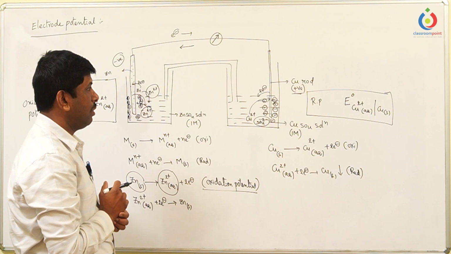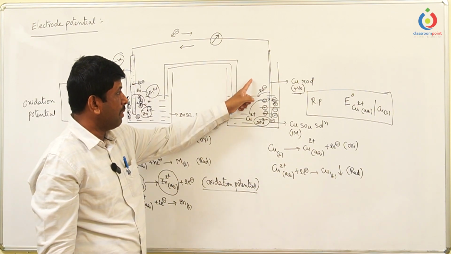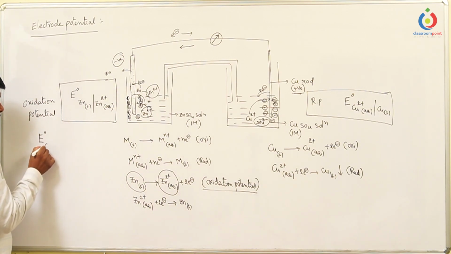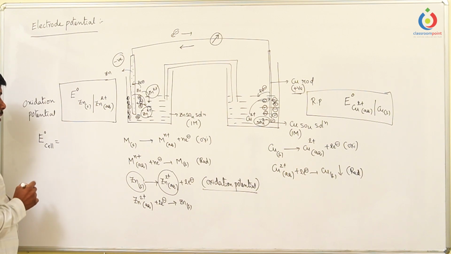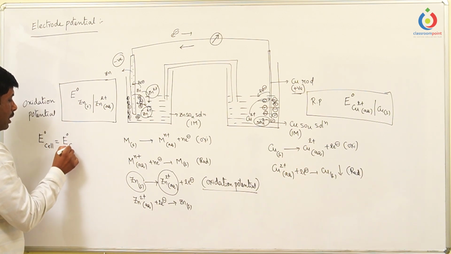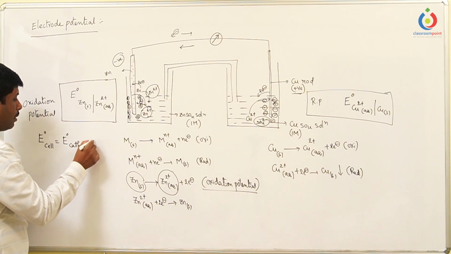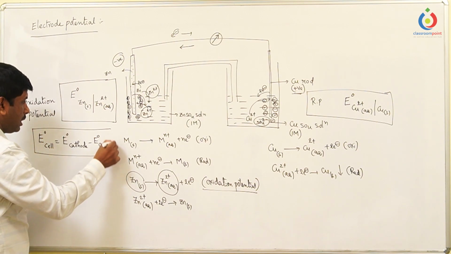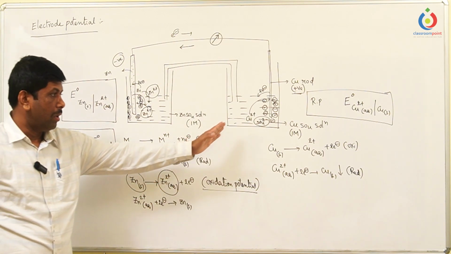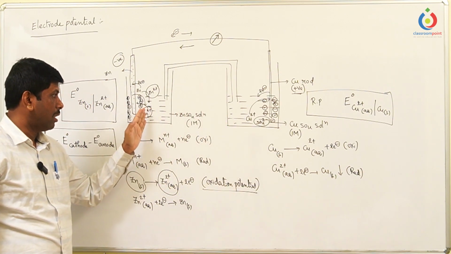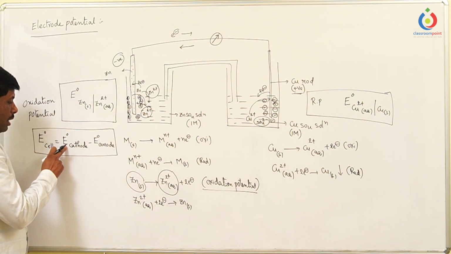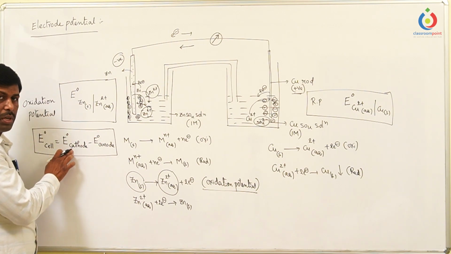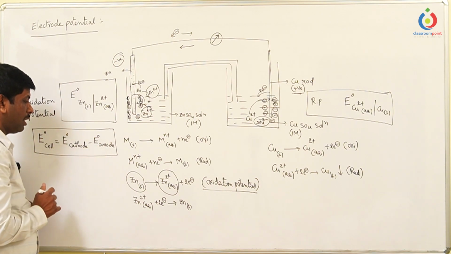Then how to calculate the voltage developed? See here, the complete standard voltage, that means the cell potential, E0cell equals E0cathode minus E0anode. The cell potential is calculated as the reduction potential of the cathode minus the reduction potential of the anode. Whatever the electrode potential we are taking in this case, by default we have to consider the reduction potentials of both electrodes, cathode as well as anode.